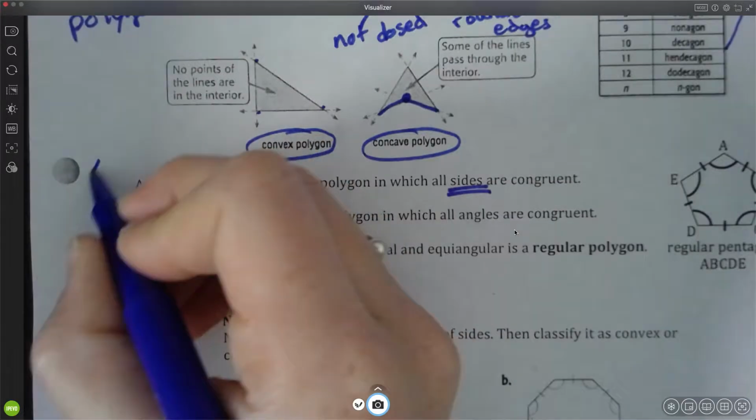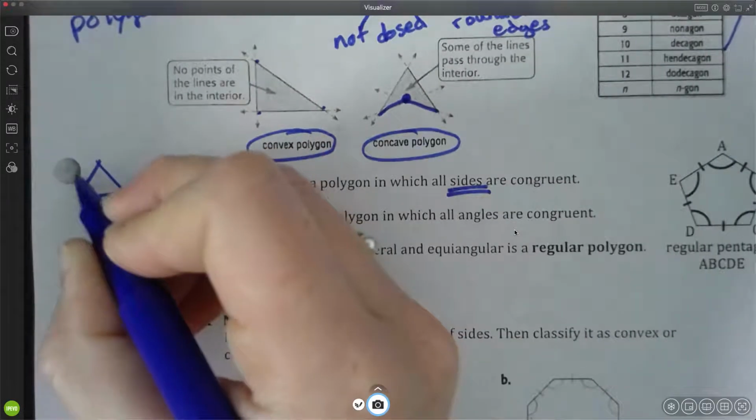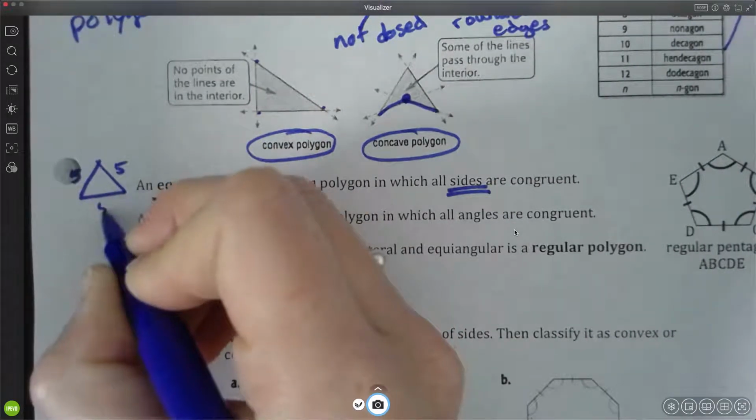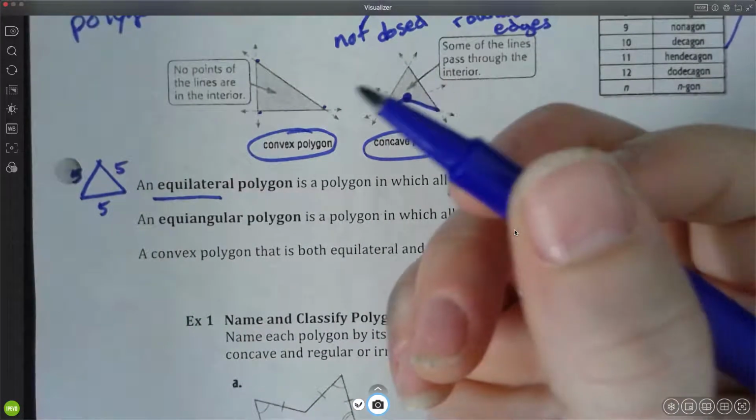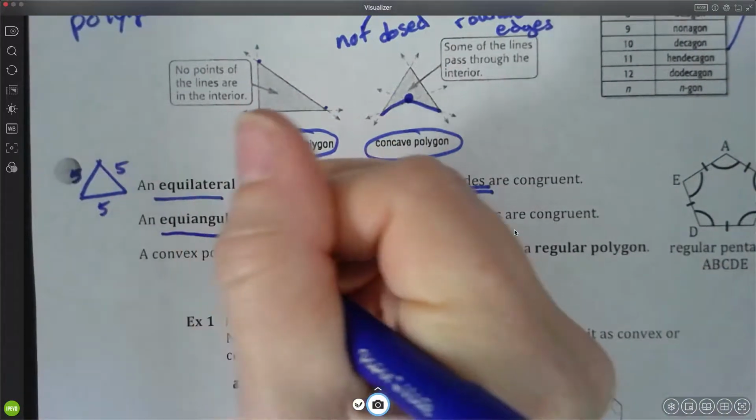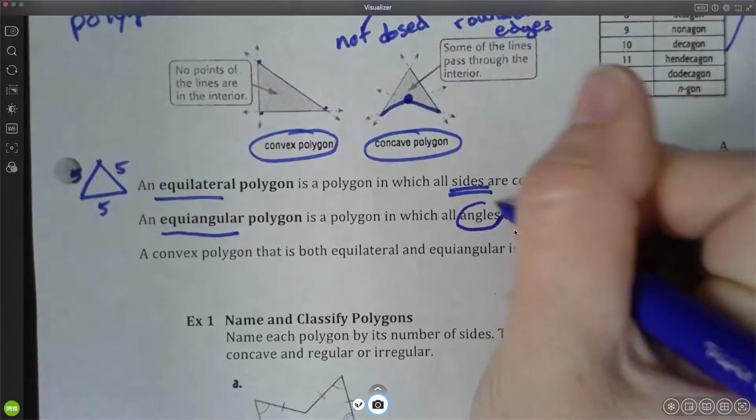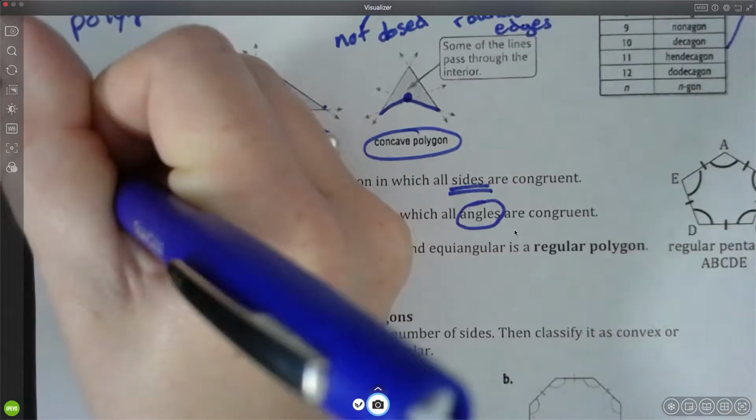So that would be something like this, where all of these sides are maybe like 5. All of the sides are 5 in an equilateral polygon, okay? And an equal angular, that is where all the angles are the same. So, like this angle is the same as that one, which is the same as that one.